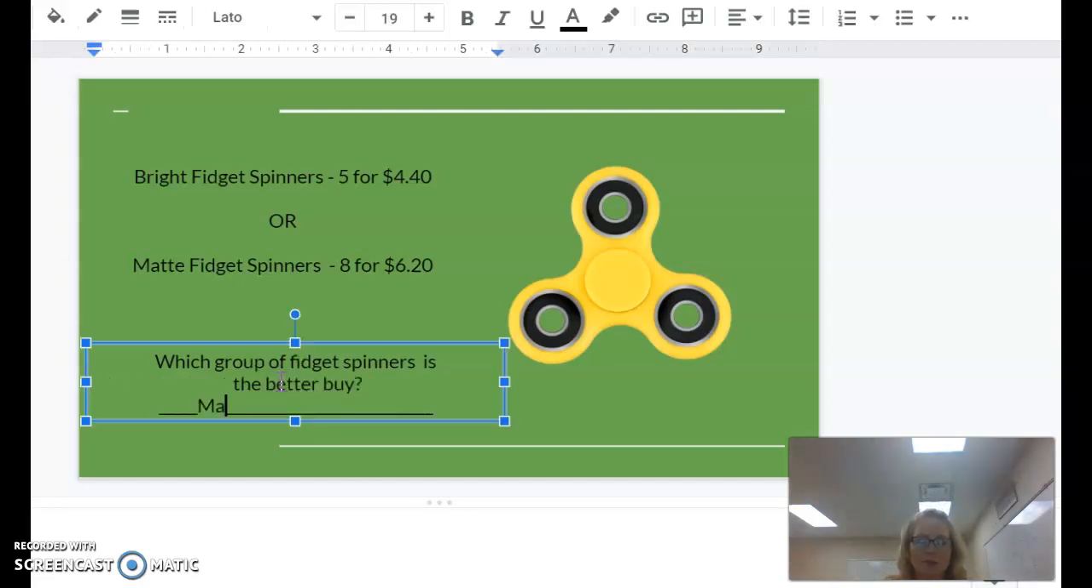So, I would say option 2 is the better buy, for 77 cents a spinner. Okay, there you go. That is the better buy. Good luck.